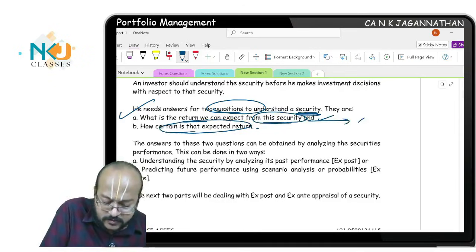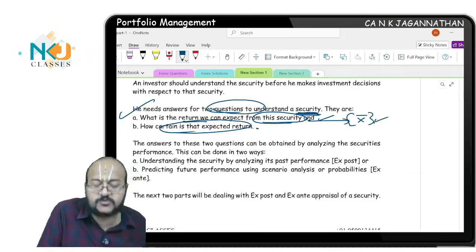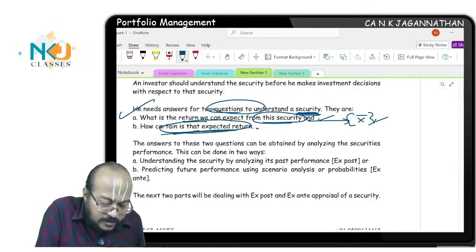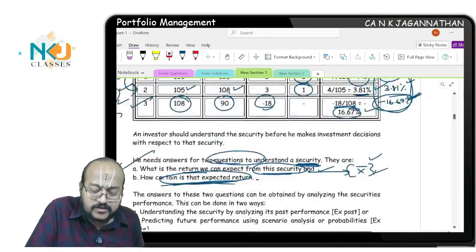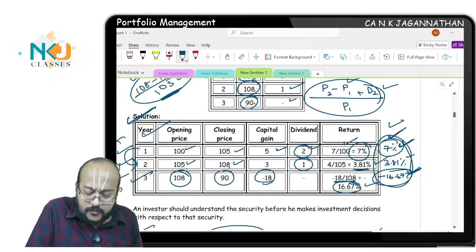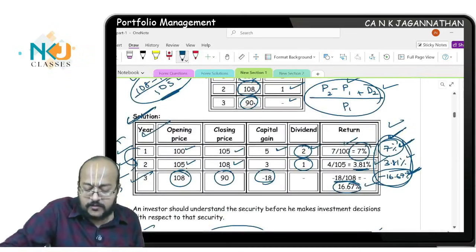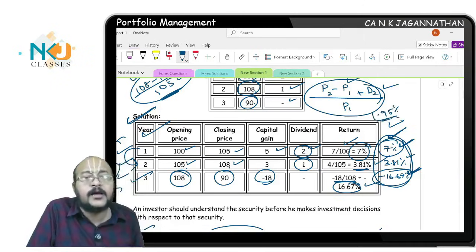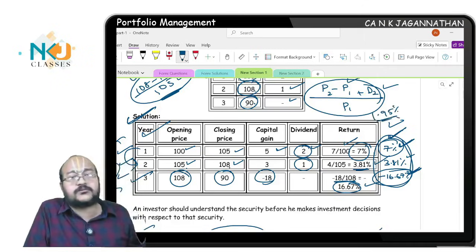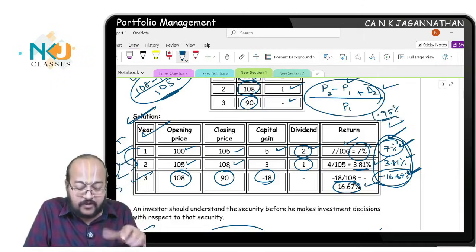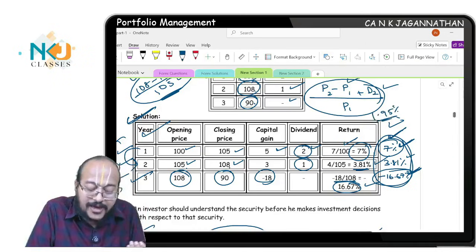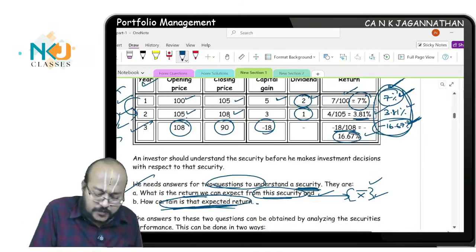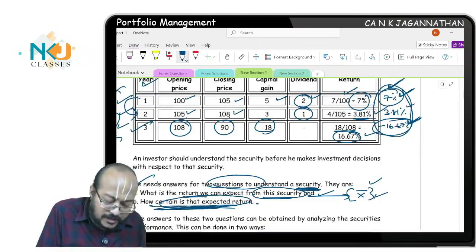This return is nothing but mean return, I call it x bar, the average return you can expect. Thereafter, how certain is that expected return? Very simple. 7 plus 3.81 plus minus 16.67 divided by 3, if I do, I get some number like 1.95%. This is the average return for the past 3 years. If I take the simple average, can you expect 1.95% every year? No, it cannot be. So there will be deviations.